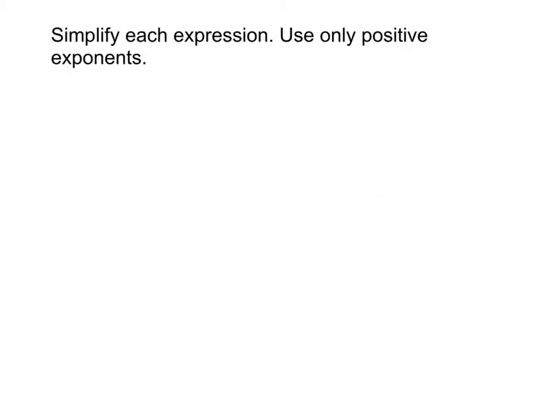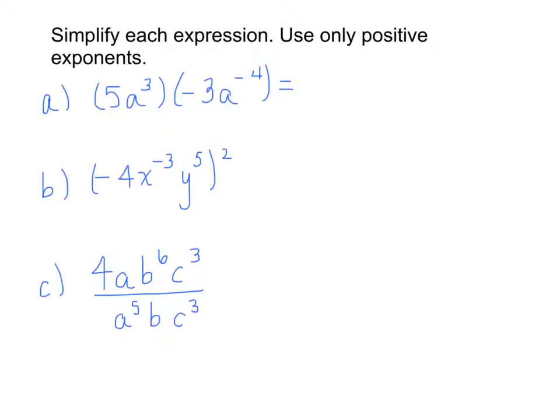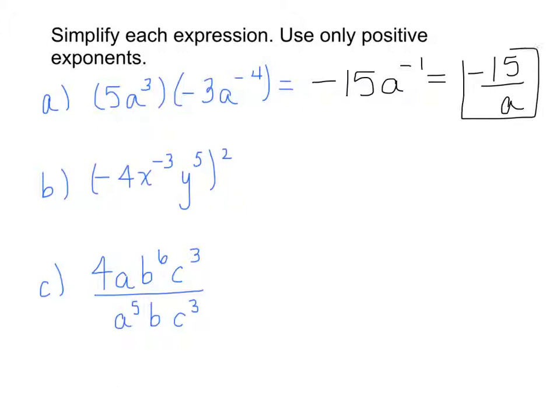Okay, so we're going to simplify each expression, and we're only going to use positive exponents. So that means you cannot have any of your answers to be negative or have a negative exponent. Okay, so for the first example, we're multiplying. So with the coefficients, you just multiply those out, and you'll get negative 15. And then with the variables that have the same base, remember you add the exponent. So 3 plus negative 4 is negative 1. And then we can't have negative exponents, so you rewrite it. And then you're done.